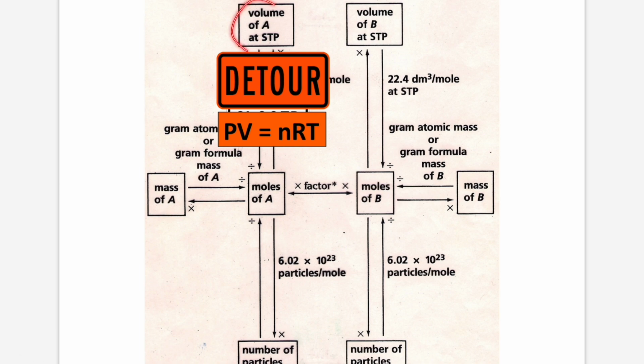So before we're able to go from volume to moles of our starting nitrogen, we're going to have to use the ideal gas law to determine that. So we'll take the pressure, volume, and temperature given to us and use the ideal gas law to determine the moles of nitrogen. From there, once we have the moles of nitrogen, then we can convert to moles of ammonia.